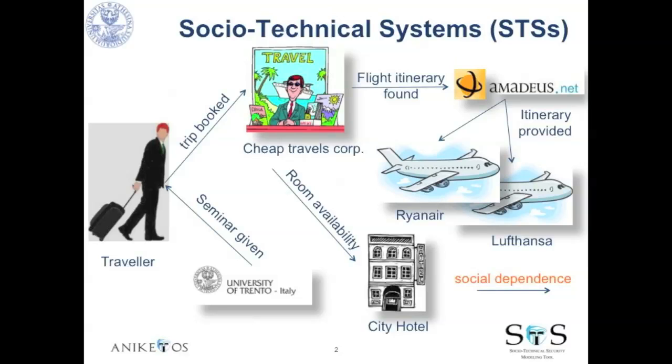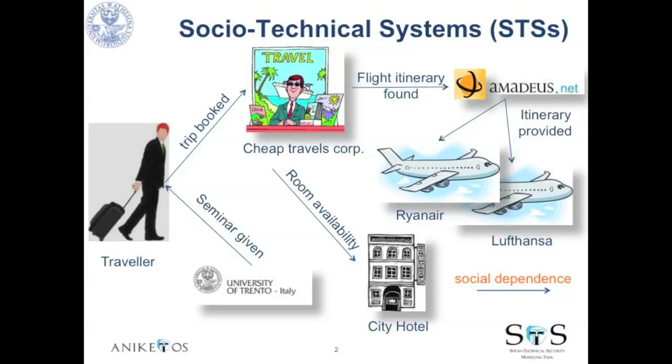So to give you an idea of what kind of systems we're working on, I've taken this example about a traveler, say a visiting researcher coming to the University of Trento to give a talk. What would be all the steps he would take until coming here and giving the seminar? Suppose, first of all, he would have to book the trip to come to Trento, and for that, perhaps he would have to rely on a travel agency, say Cheap Travels.